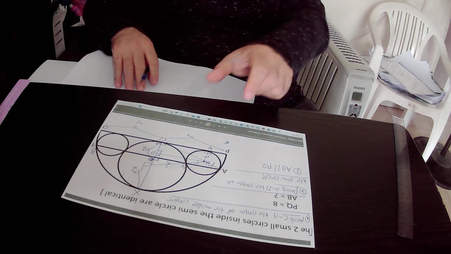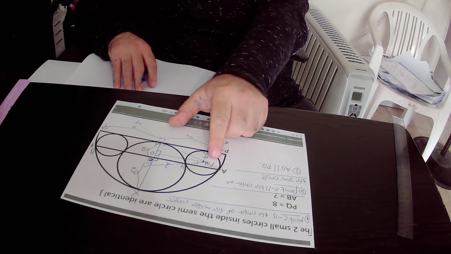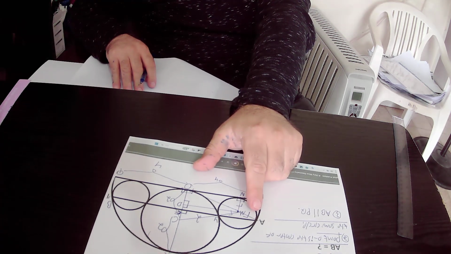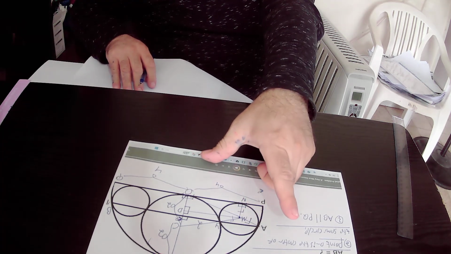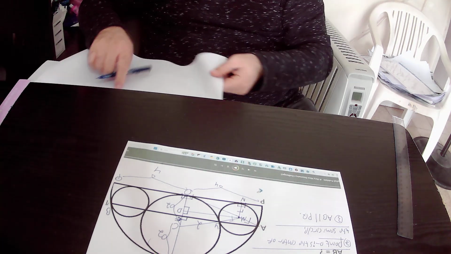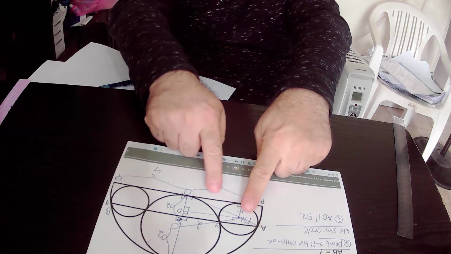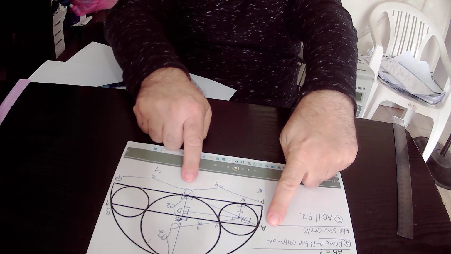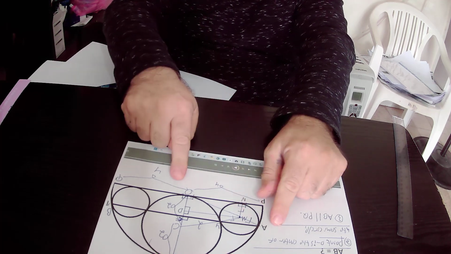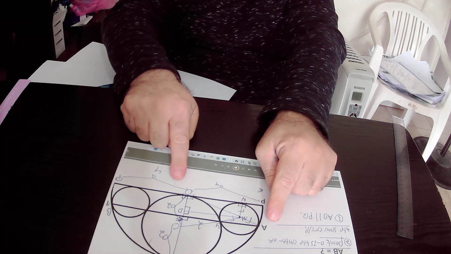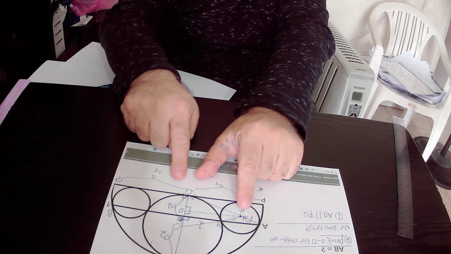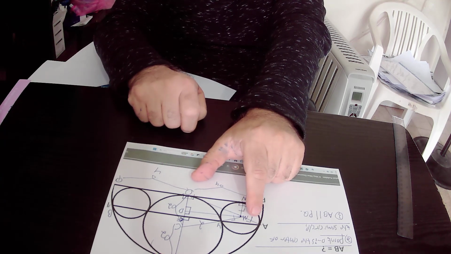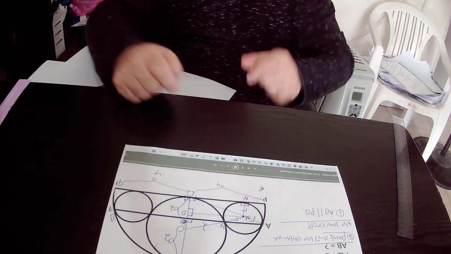And what is the value of OM? The value of OM, as you can see from this drawing, equals OA minus AM. I repeat again, this line segment OM equals OA minus AM.